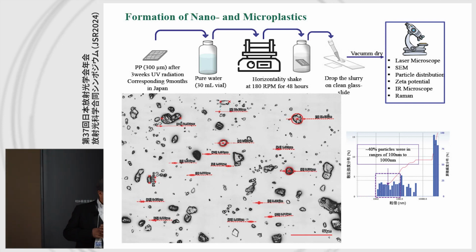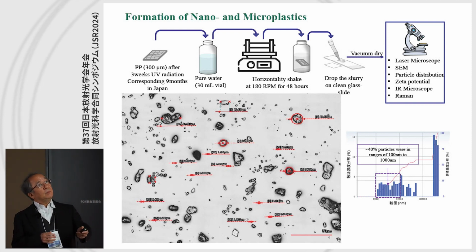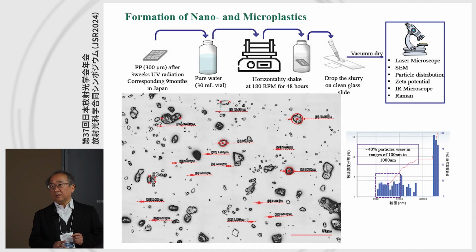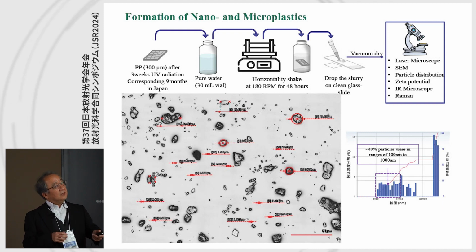And we also put the polymer in water with shaking, and we collected the water phase, and we found that a very large number of microplastics were generated from the surface area. The bulk phase is still keeping the film shape. And we can see that they have many nanoplastics, not only micro, but nano.